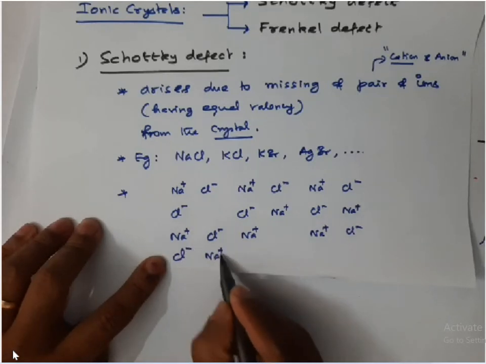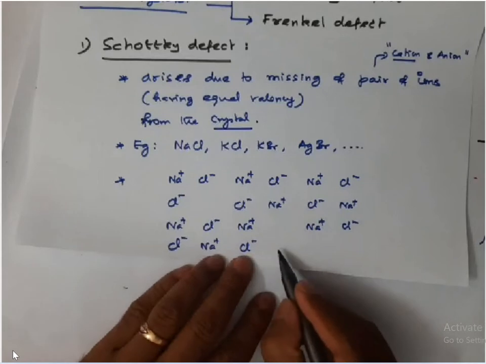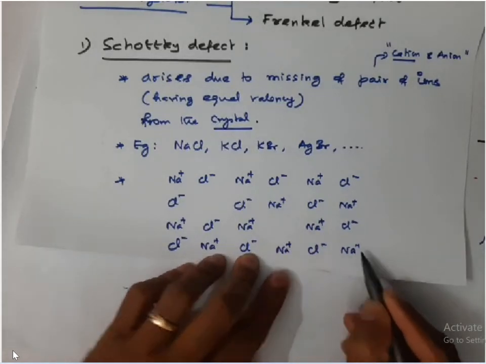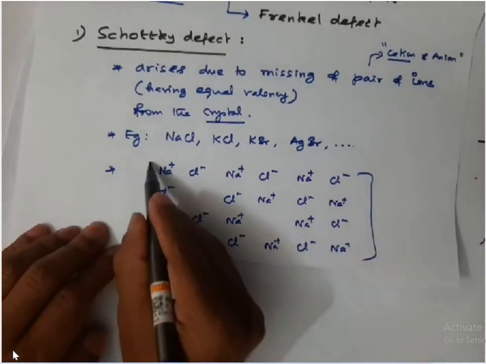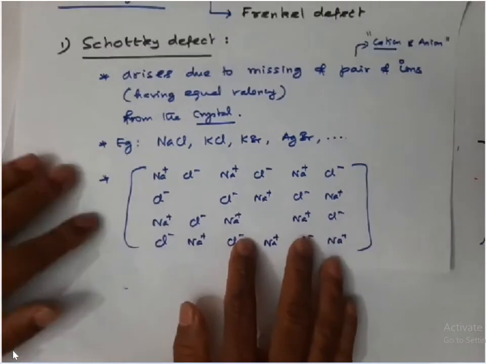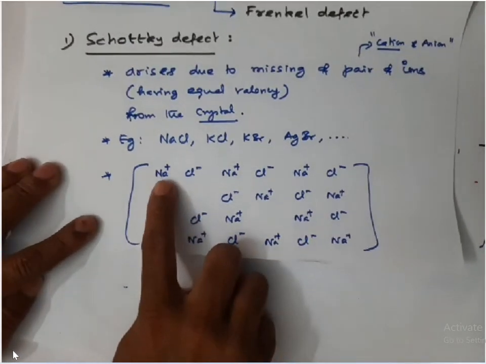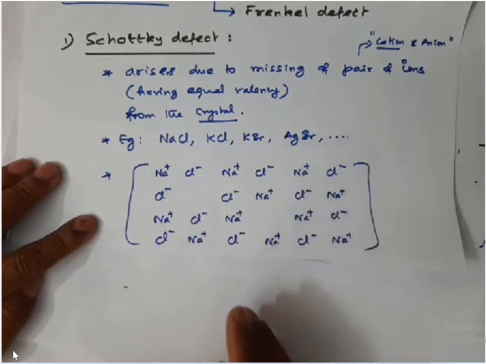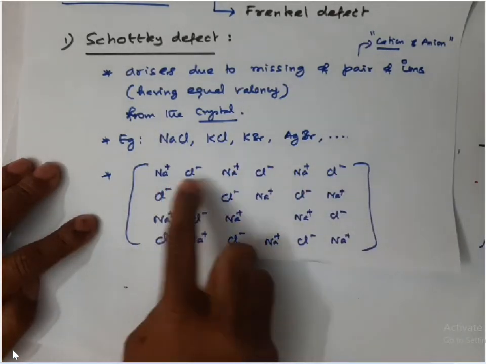Students, observe this carefully. It's a very simple one. See, this is a crystal actually. I have taken sodium chloride as example. So in sodium chloride crystal, sodium ions and chloride ions are present in adjacent positions. Okay, they will occupy adjacent positions.